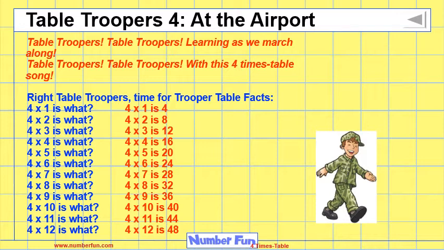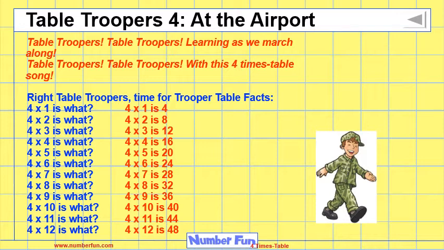Right, troopers, time for trooper table facts. 4 times 1 is what? 4 times 1 is 4. 4 times 2 is what? 4 times 2 is 8. 4 times 3 is what? 4 times 3 is 12. 4 times 4 is what? 4 times 4 is 16. 4 times 5 is what? 4 times 5 is 20. 4 times 6 is what? 4 times 6 is 24.